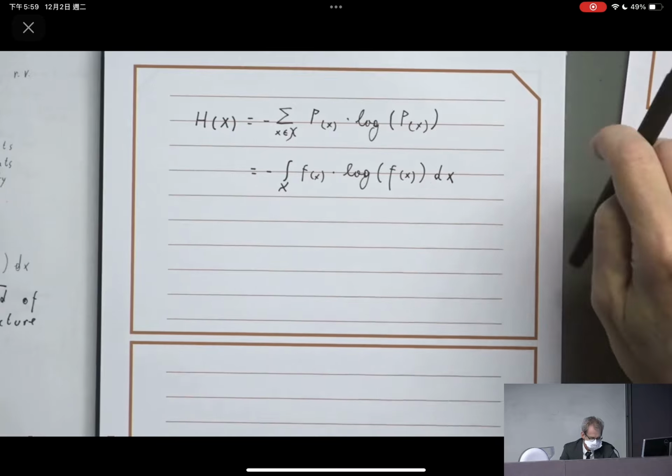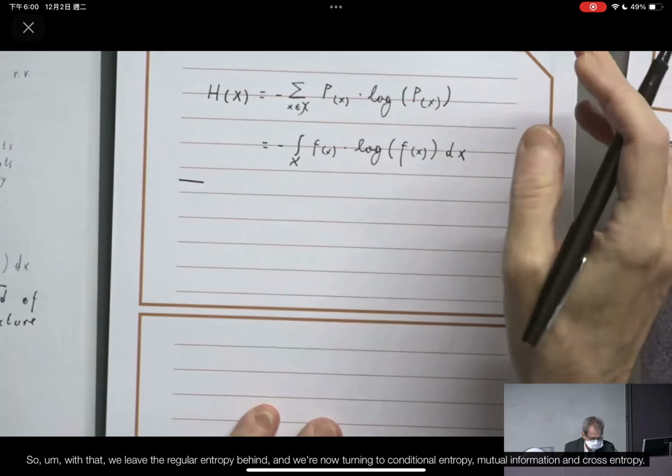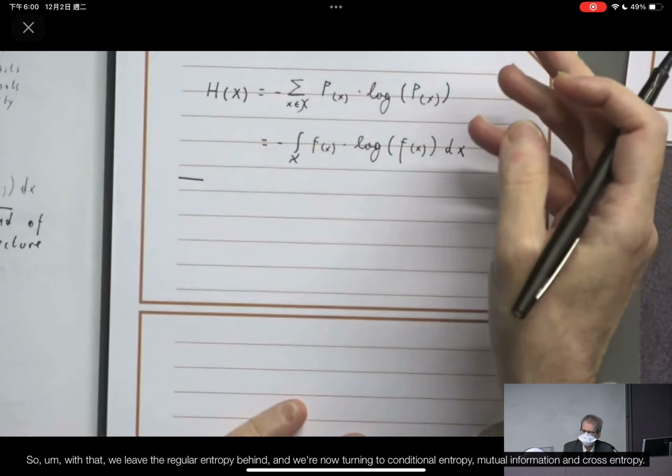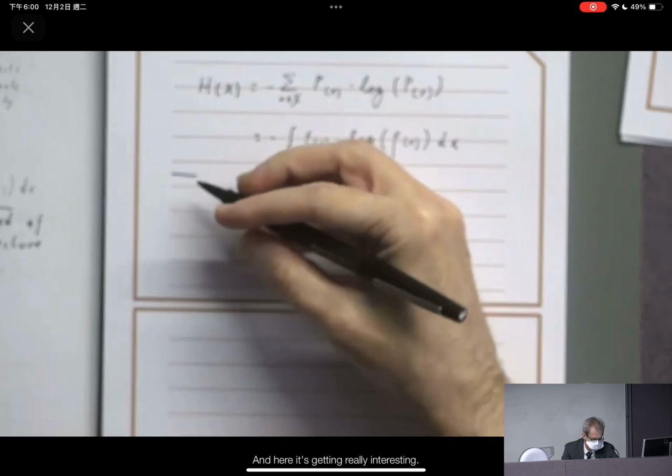So with that, we leave the regular entropy, so to say, behind, and we're now turning to conditional entropy, mutual information, and cross entropy. And here it's getting really interesting.